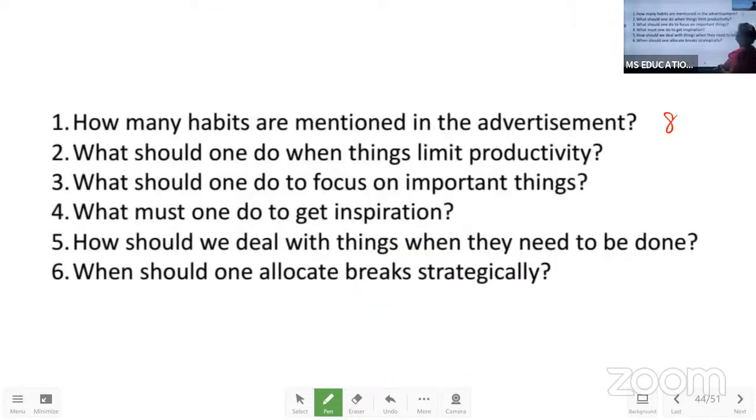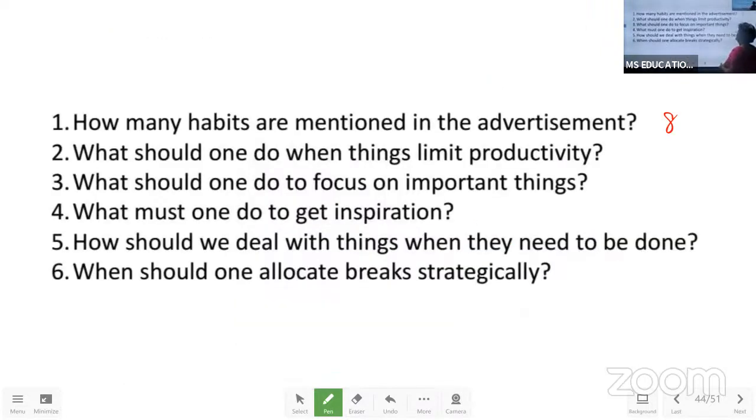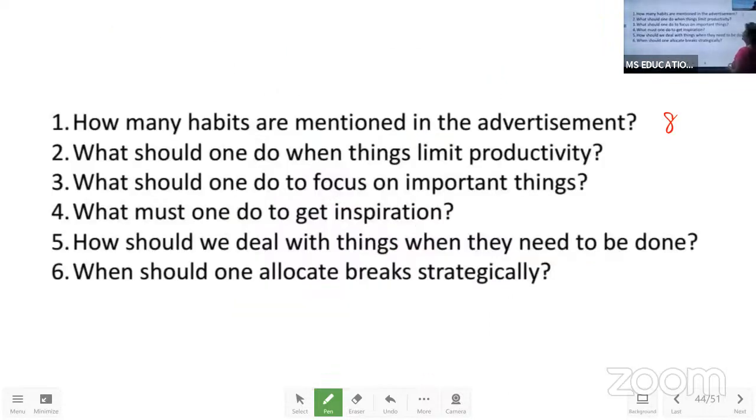Next, what should one do when things limit productivity? You have to put a stop to it, see that you don't limit your productivity. Go forward and take rest when you are tired. What should one do to focus on important things? Focus on the important. They should cut away the unimportant. Ruthlessly cut away the unimportant.